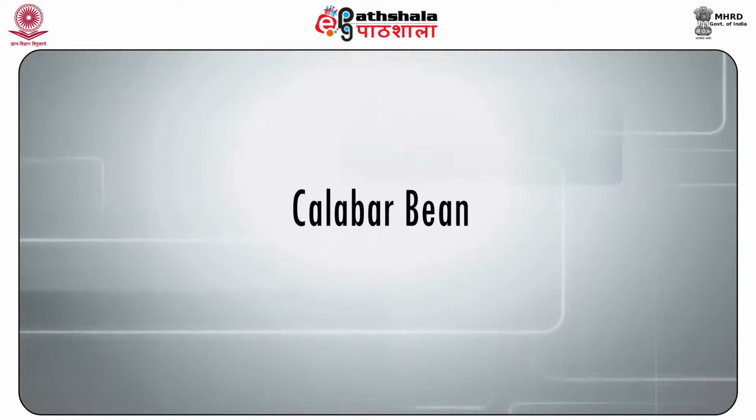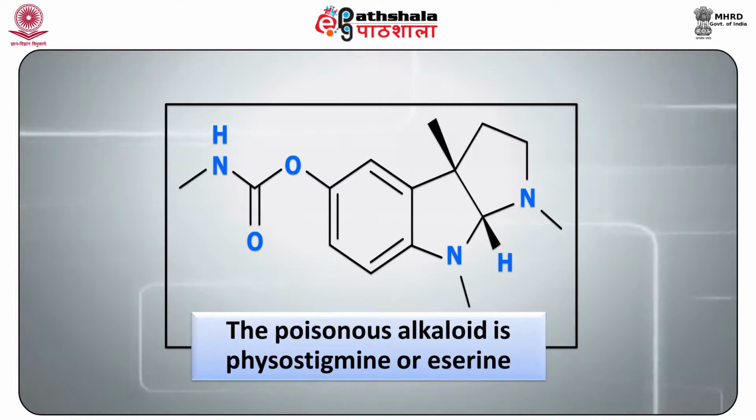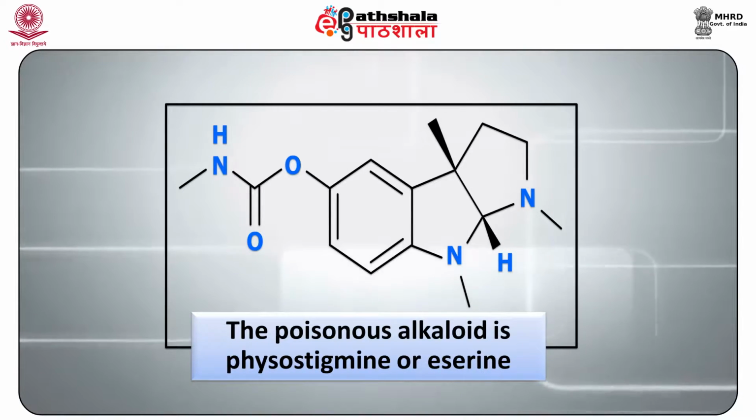Next is the Calabar bean. Its botanical name is Physostigma venenosum of the family Leguminosae. This plant is used on the west coast of Africa as a test of innocence in cases of suspected witchcraft. The poisonous alkaloid is physostigmine or eserine.